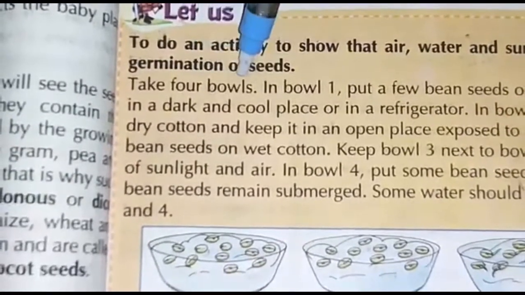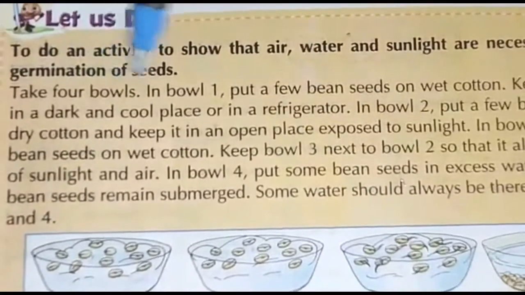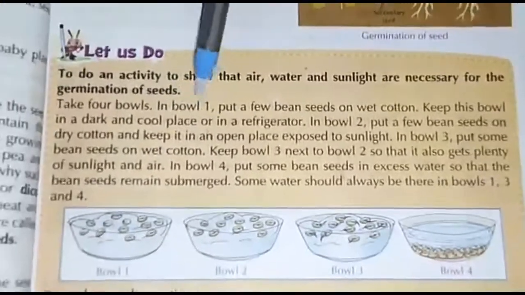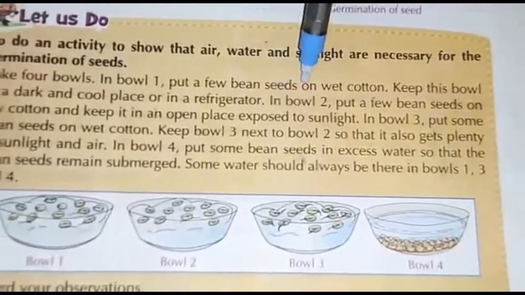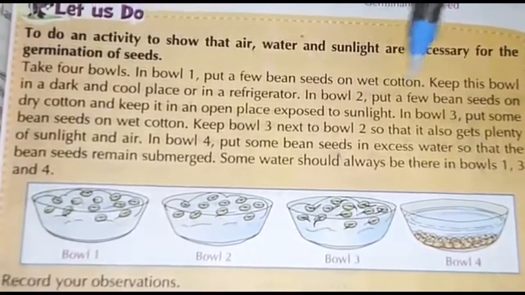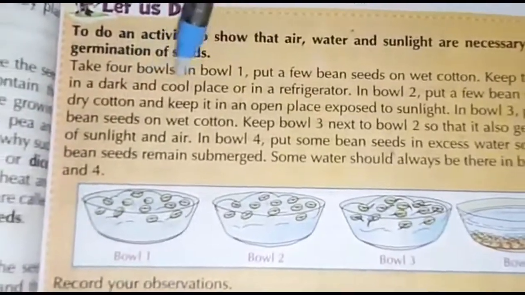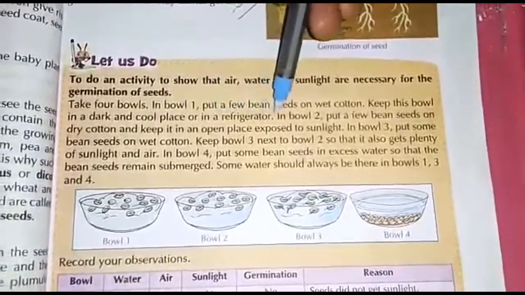Take 4 bowls. What do we have to do first? We have to take 4 bowls. In bowl 1, put a few bean seeds on wet cotton. Keep this bowl in a dark and cool place or in a refrigerator.